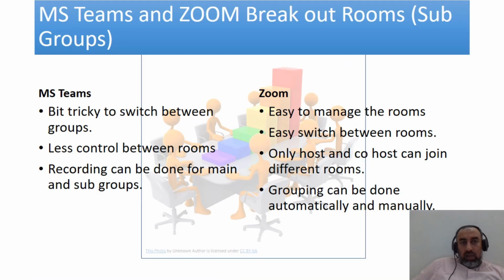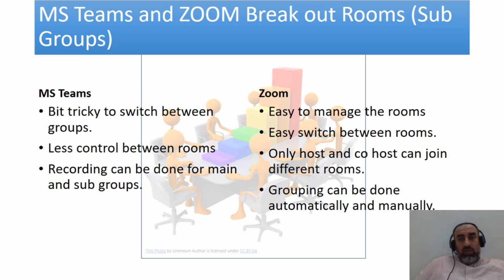Okay, and just to compare, Microsoft Teams is a bit tricky to switch between groups. And everybody can join any group if they have the link or access to that. Access means if they have access to the main session and the sub channels also, they can switch on their own. Less control between rooms, like users can switch from one room to another room. Yes, recording can be done for main and subgroups. This is in Microsoft Teams.